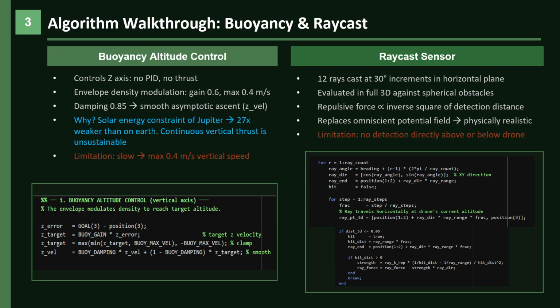For my raycast sensor, which we'll take a closer look at in a moment, I have 12 rays positioned in the horizontal plane at 30-degree increments, and these are used to detect any obstacle directly in front of or around the drone, but only in the horizontal axis. Because of this, the limitation is that it cannot detect anything directly above or below it.